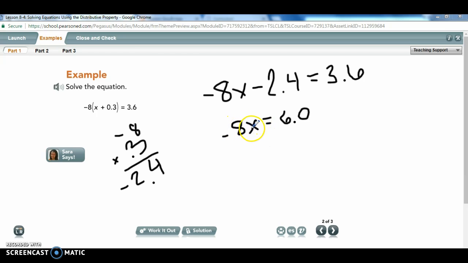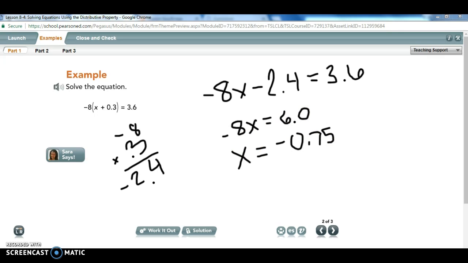When you see a number next to a variable, you're assuming that it's multiplication. So if I multiply x by negative 8, I know that the opposite of doing that is dividing by negative 8. So negative 8x divided by negative 8 is going to just leave me with x. And I'm left with 6 divided by negative 8. When I do that, I get negative 0.75, or negative 75/100. You can just use a calculator for this part if you would like to.